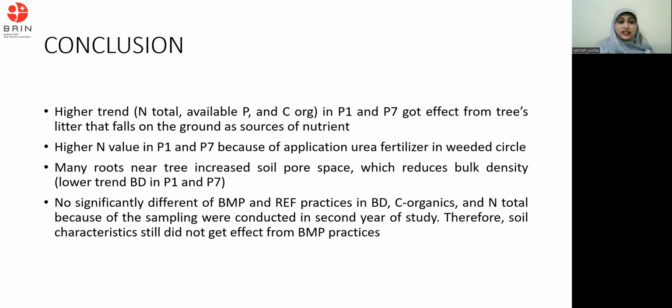And the last, there was no significant difference between BMP and reference practice in bulk density, organic carbon, and total nitrogen because the sampling was conducted in the second year of study. Therefore, soil characteristics still had not been affected by BMP practices.